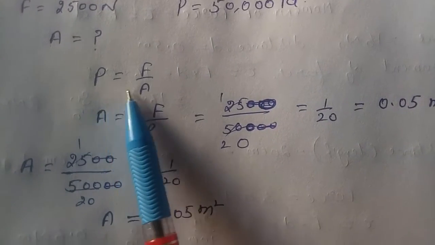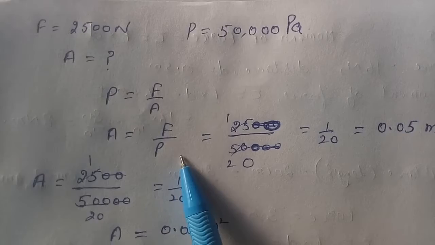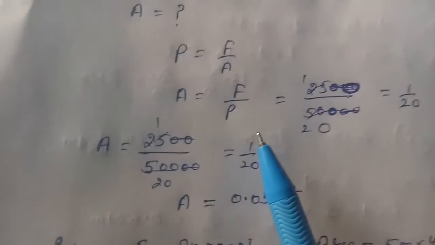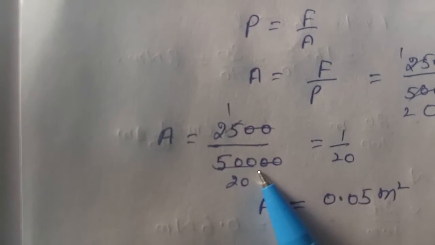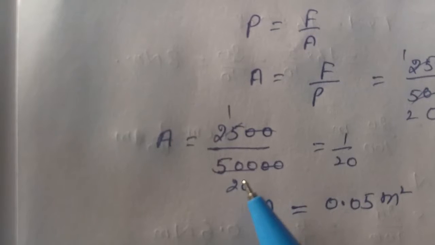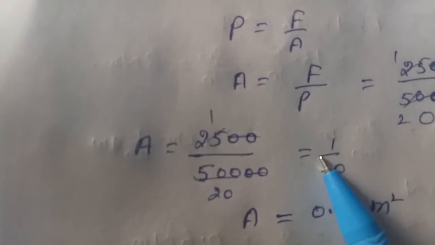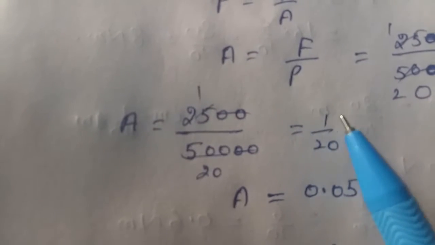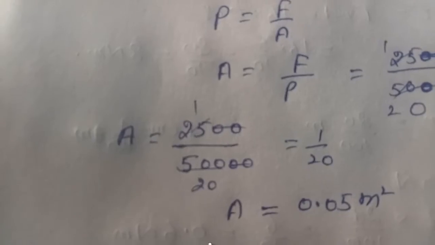So as we know that pressure equal to force upon area, cross multiply, area equal to force by pressure. So put these values. 2500 divided by 50,000, zeros cancel with the zeros, 25 ones are 25, 25 twos are 50, and a 0 comes along, so it will be 500. So 1 over 20, divide 1 by 20, then you will get 0.05 meter square. So this is the area.